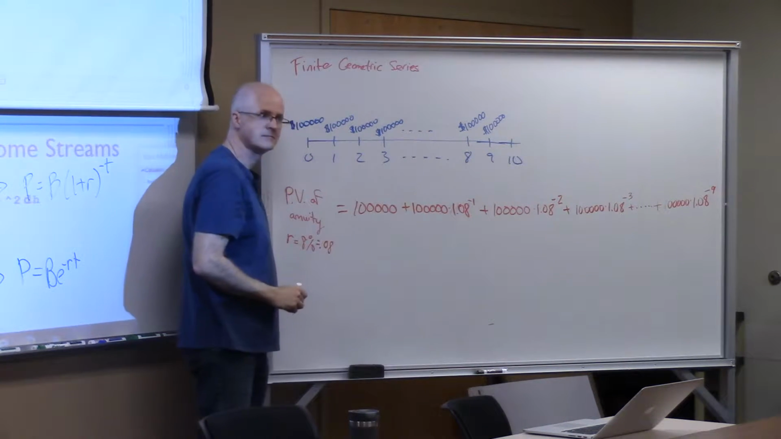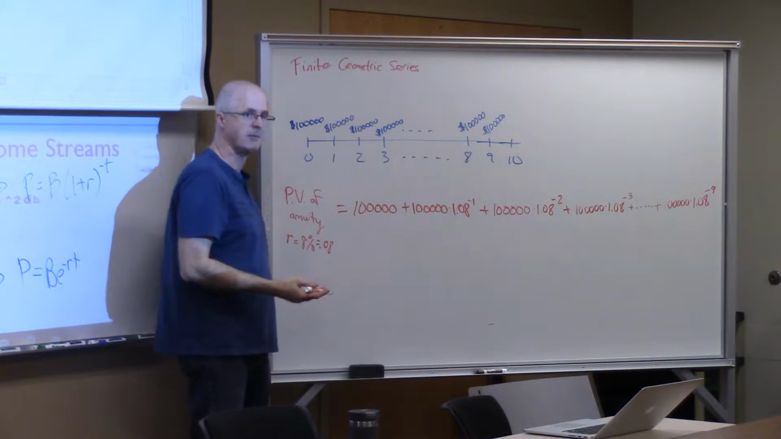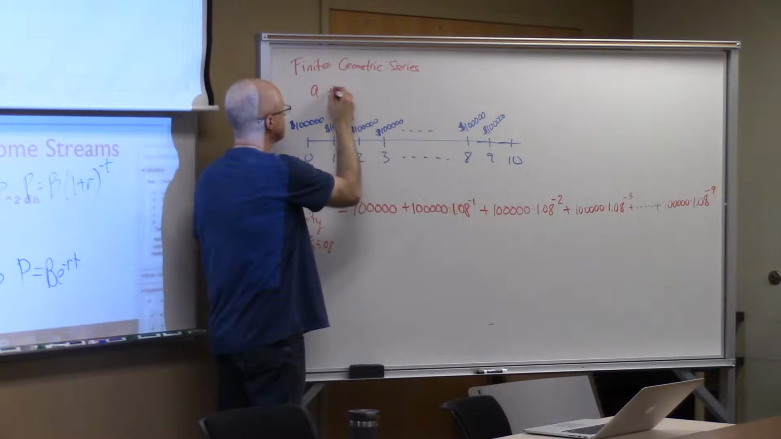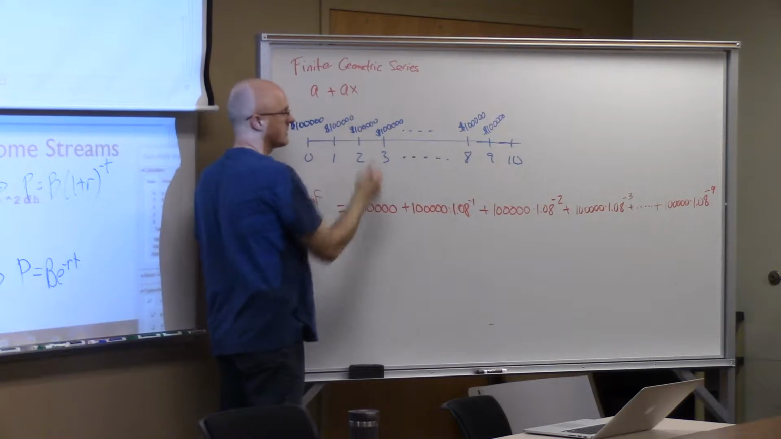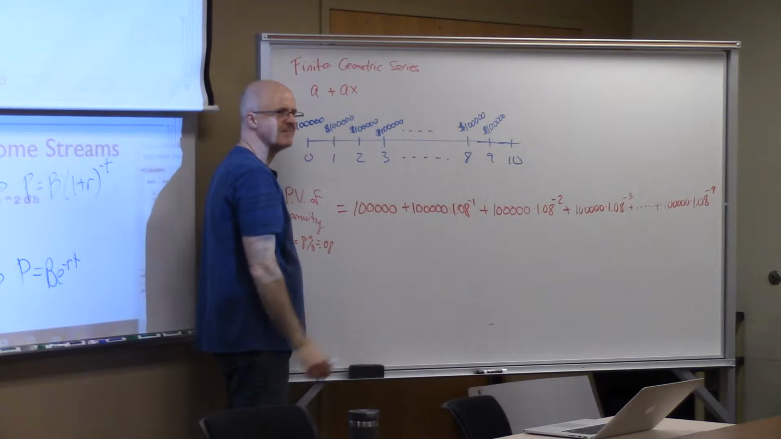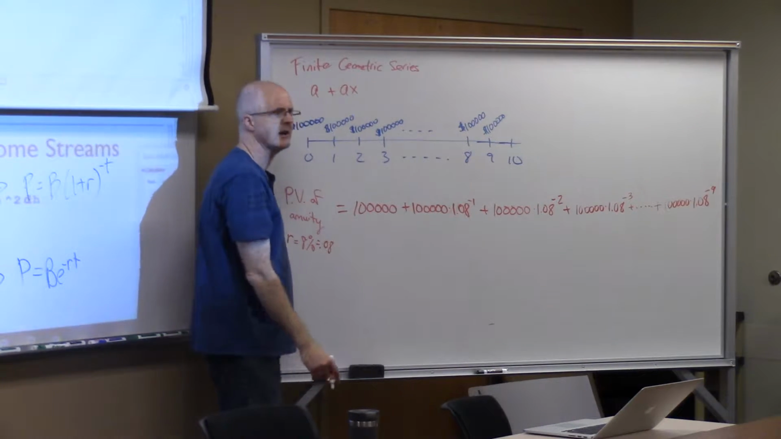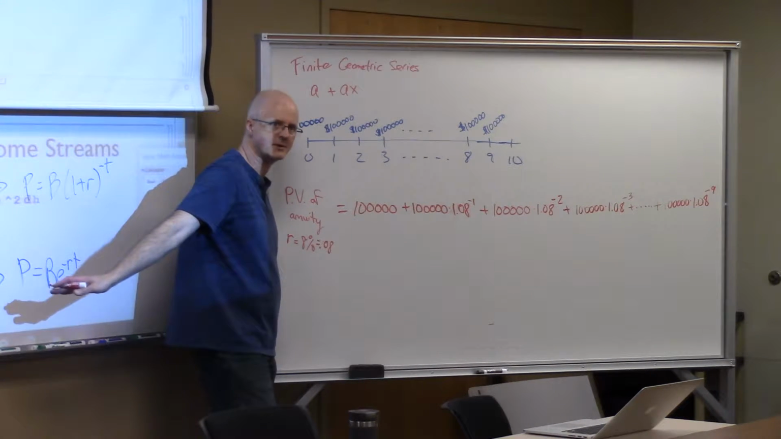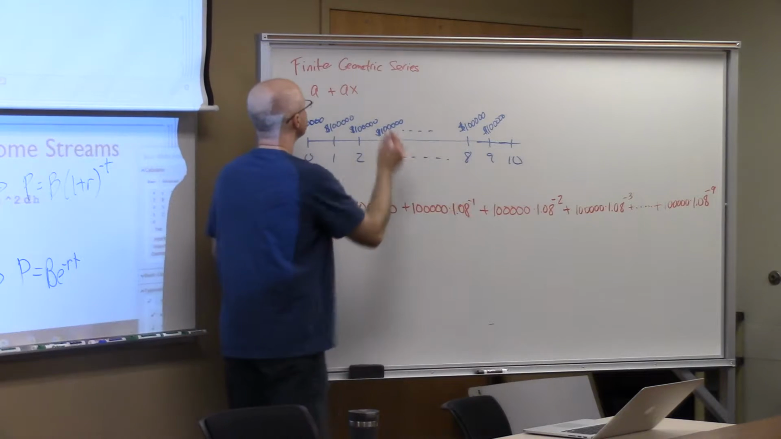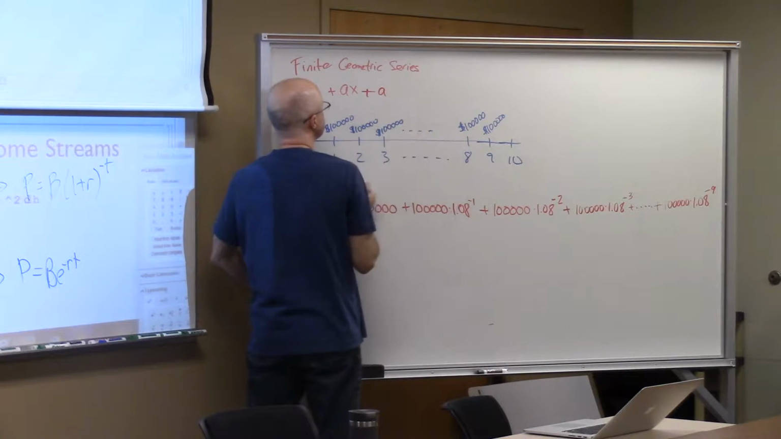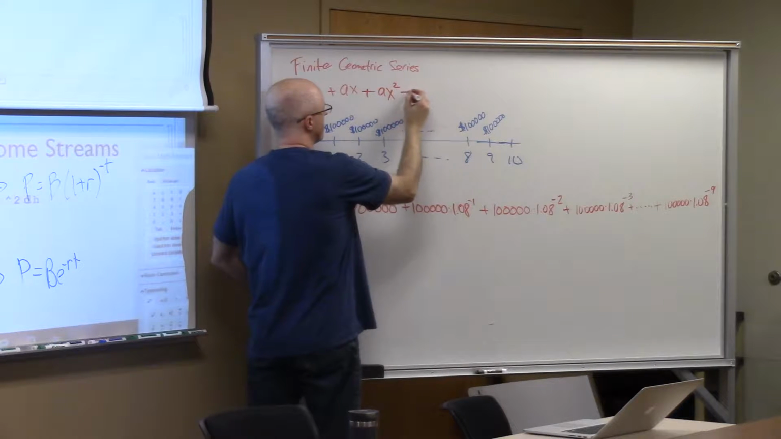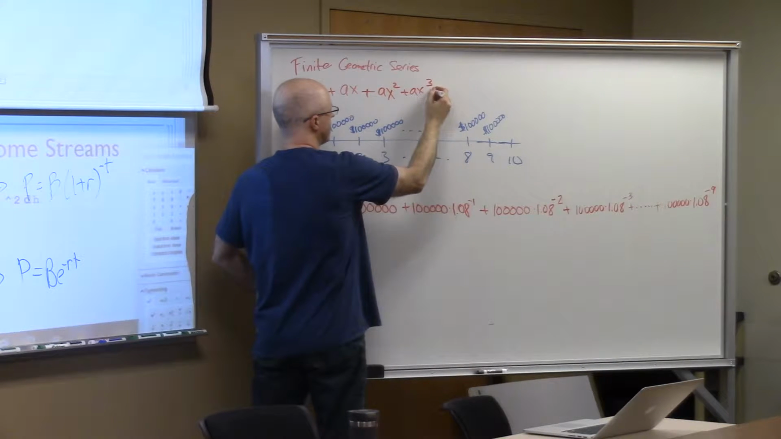This sum here is a sum of the form some number, I'll call it A, plus A times some other number, which I'll call X. This other number is sometimes called R, and it stands for common ratio, but I want to avoid the letter R, because R stands for interest rate for us. Plus A times X squared, plus A times X cubed, etc.